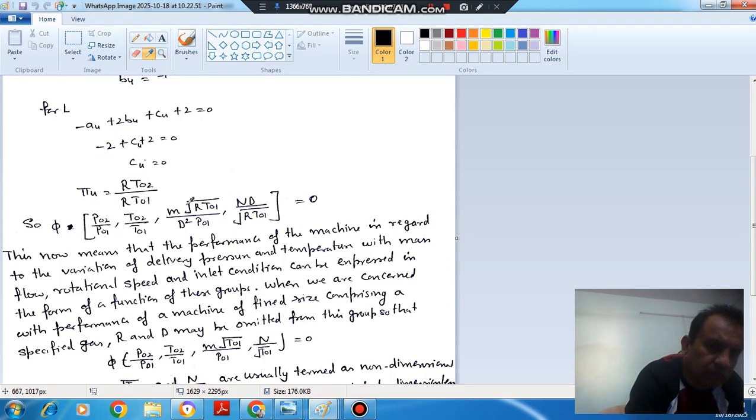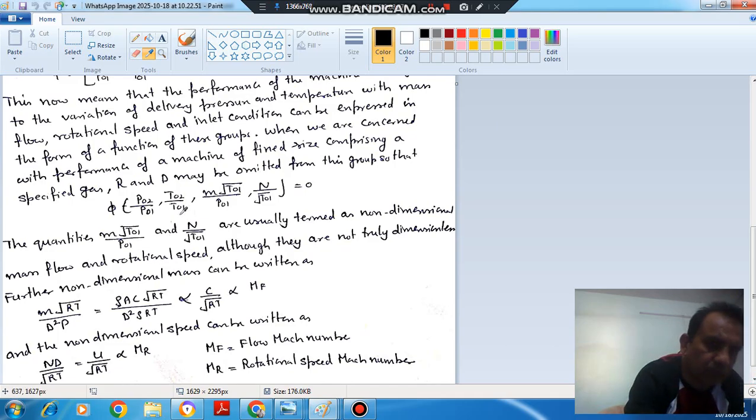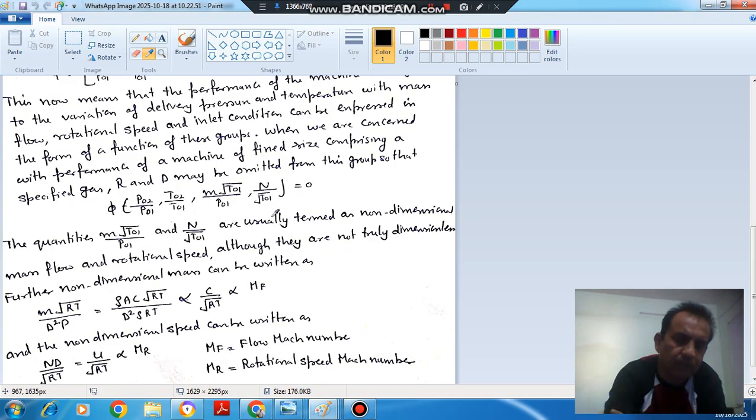In these non-dimensional quantities, R is a constant quantity and D is constant for a particular compressor, so we can eliminate them. So we will take m root T01 by P01 and N by root T01. These are the four quantities which will be used for drawing compressor characteristics.